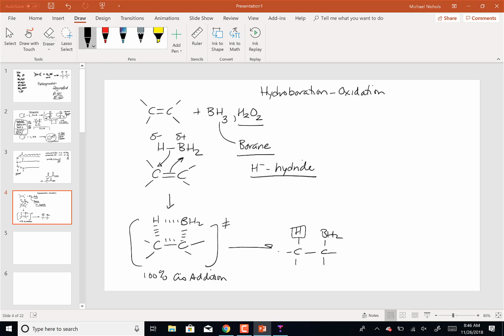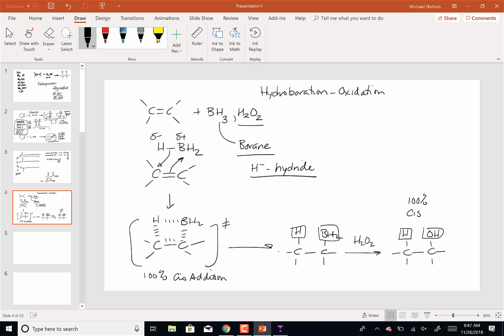expand on this. But once I add the boron to the carbon, I then treat this with hydrogen peroxide, and what happens is the BH2 now becomes an OH by a mechanism that we're not going to talk about. But what's critical is that the hydrogen and the boron added cis, the OH is going to replace the boron in exactly the same position. So the OH and the H are going to add 100% cis to the double bond.